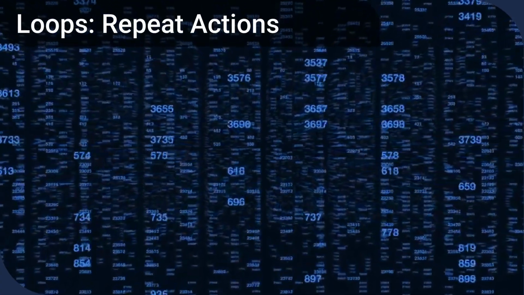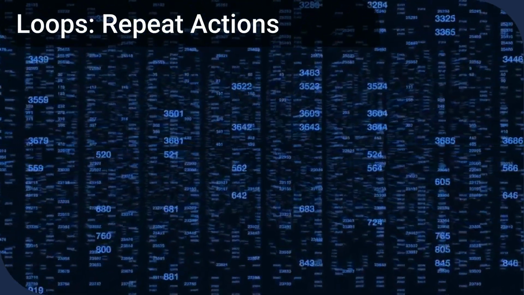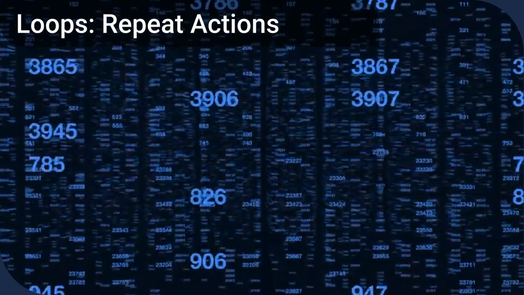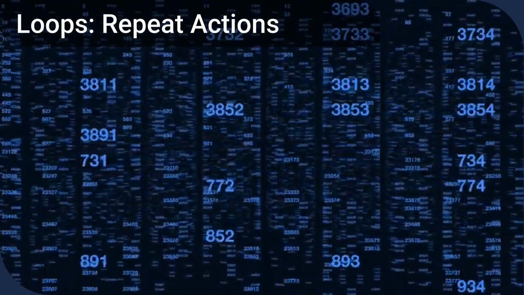Loops, for, while, do while, are about efficiency. They enable you to repeat a block of code multiple times without writing it over and over. This is incredibly powerful for iterating through lists, processing data, or performing repetitive tasks.